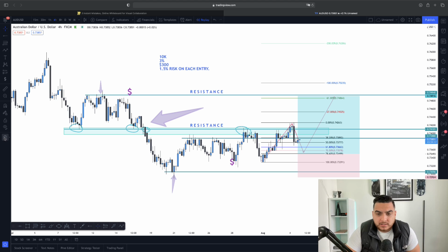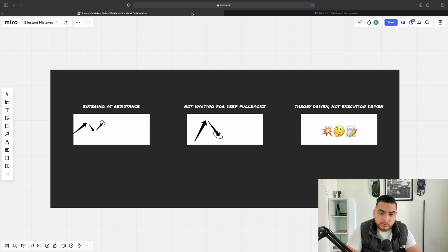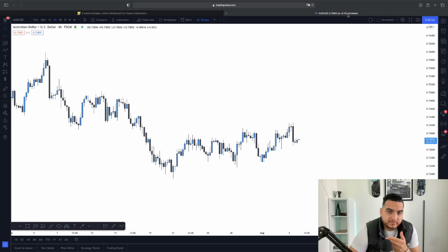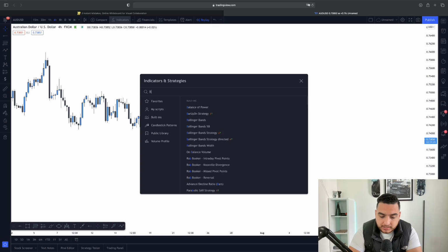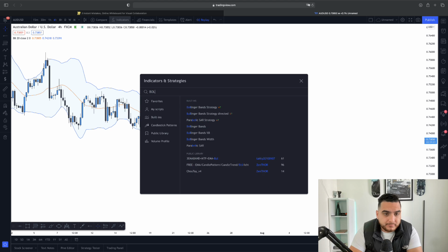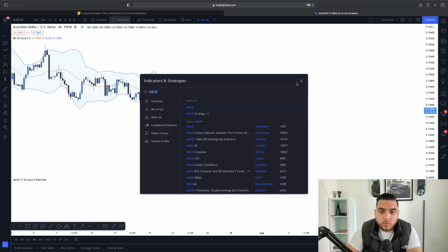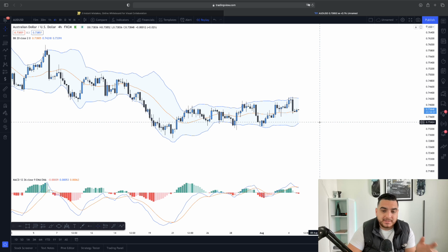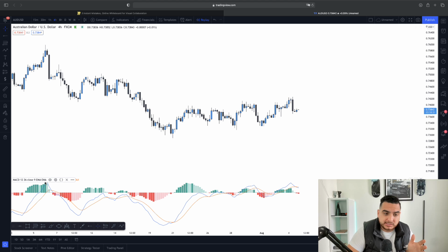Now, we'll delete all this, but it comes back to that third point right here. A lot of people are theory driven, not execution driven, which means they're looking for that next golden thing. What they're doing is they're chucking indicators on, like Bollinger Bands, MACD. They're always looking for that next big thing that's going to help them trade. I can personally tell you that this stuff is rubbish and you shouldn't be using this as a beginner trader.